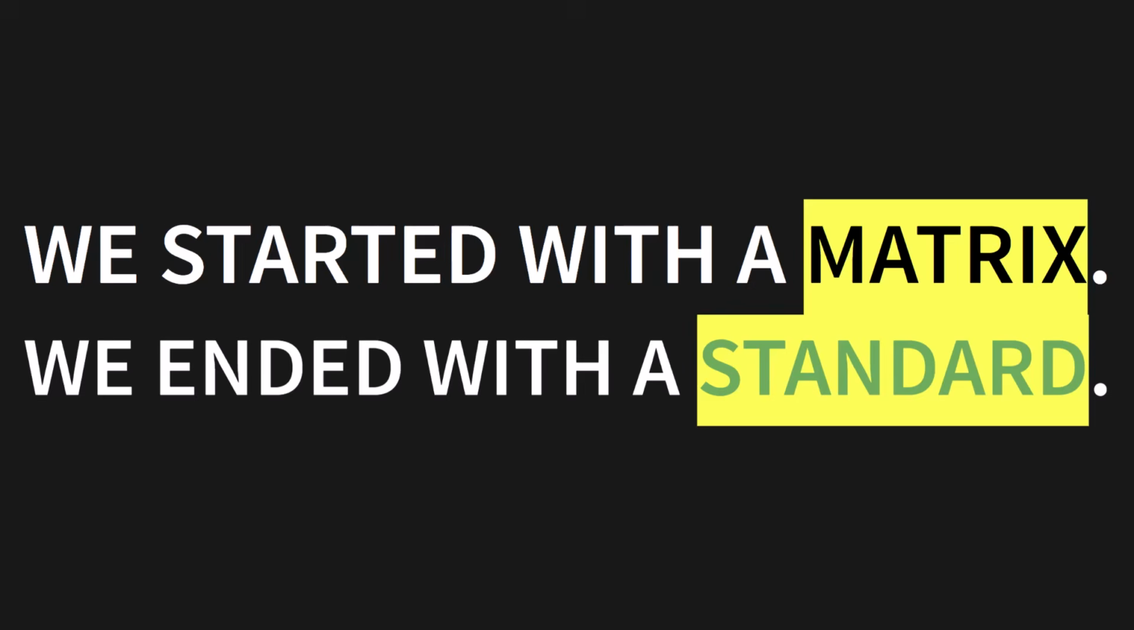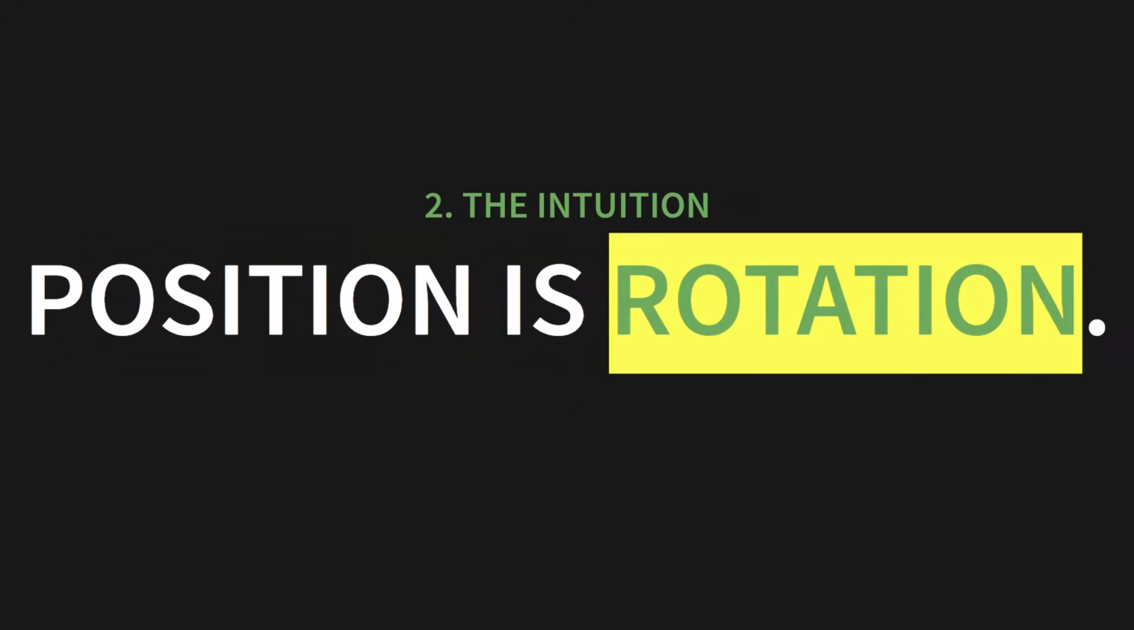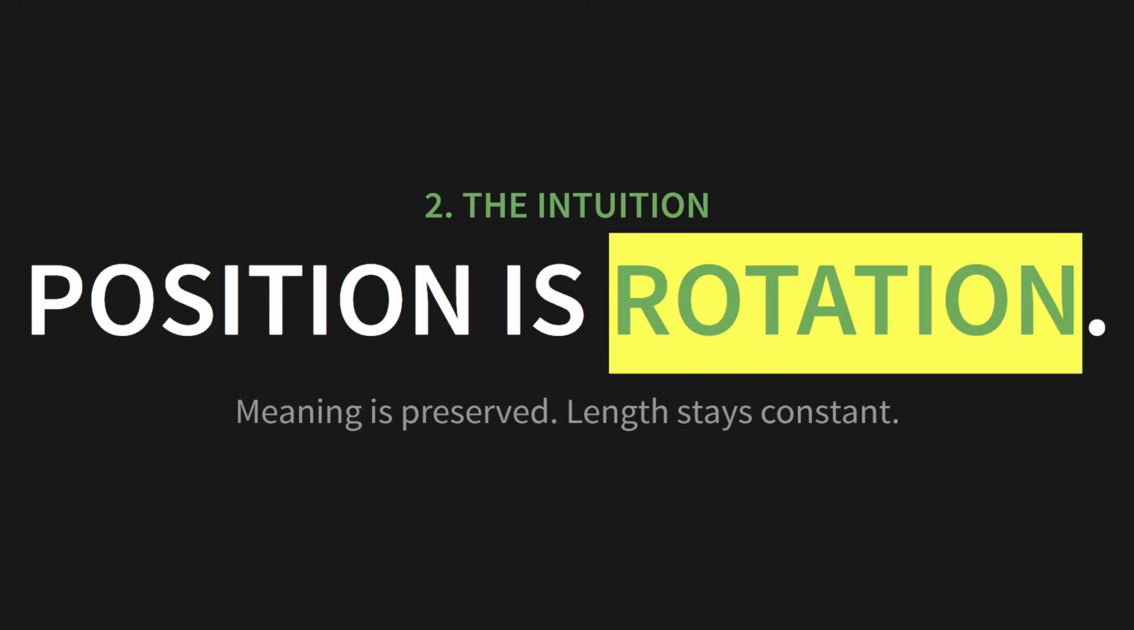So let's recap exactly how we got here. First, we identified the core problem. Absolute positional embeddings were rigid. They forced models to constantly relearn the simple idea of one step away in every single new context. Then came the intuition, the core insight. Position is rotation. This brilliant idea lets us inject positional information without corrupting a token's original meaning, because remember, rotation keeps the vector's length constant.